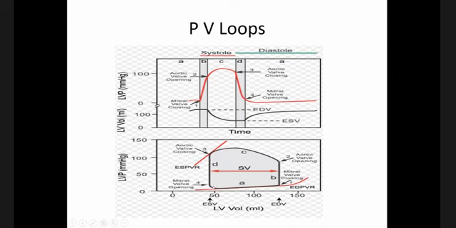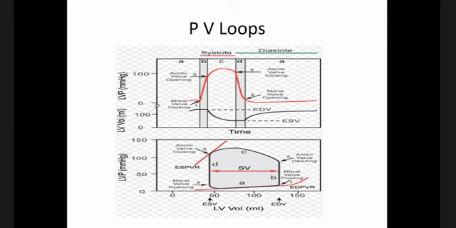So you have two very important lines in which this pressure volume loop moves. One is the end systolic pressure volume relation. Now this line denotes the contractility of the heart. So the slope is a much better measure of the contractility of the heart than the ejection fraction.